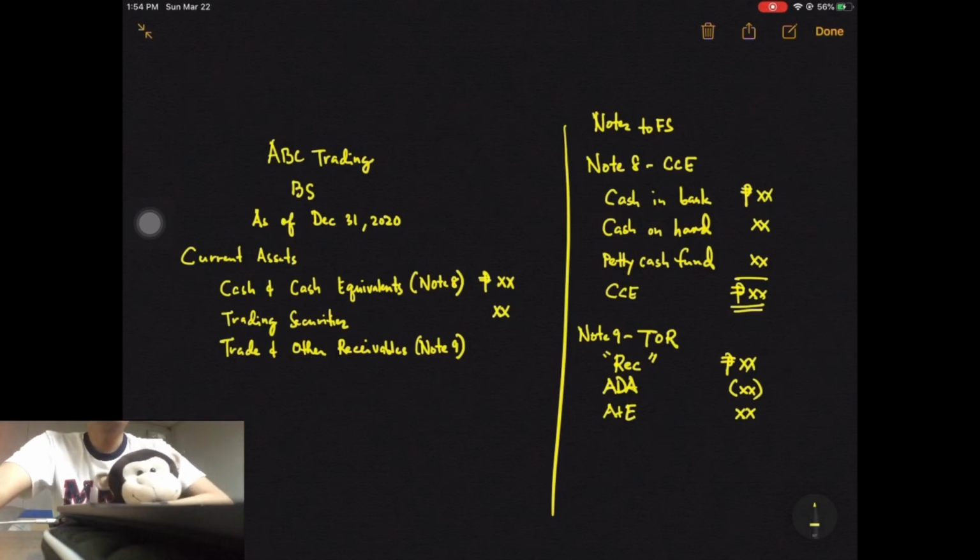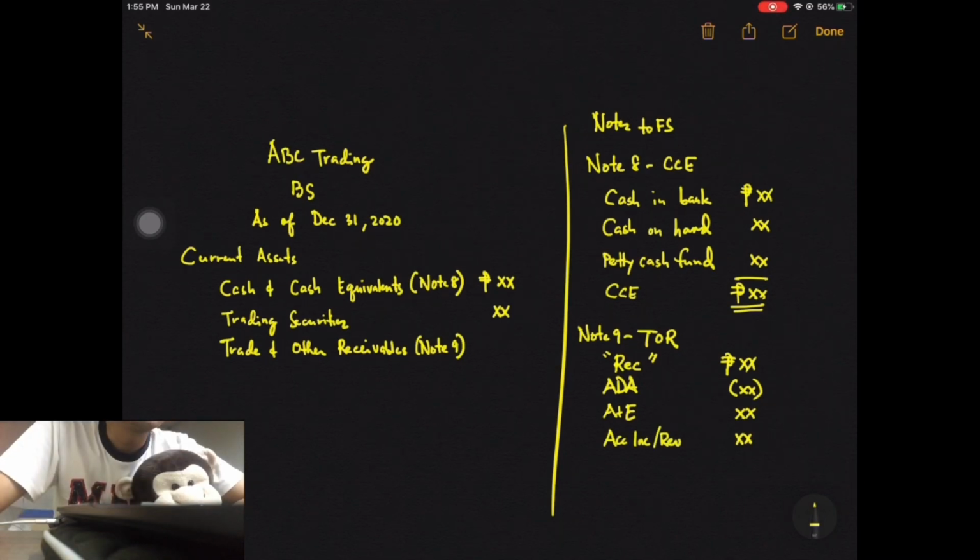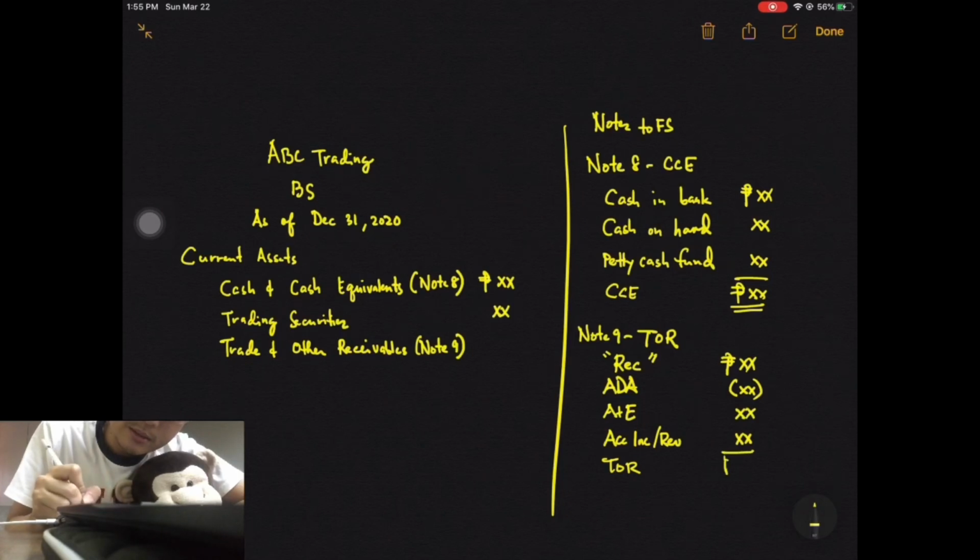And then we can also include accrued income. Another name for this one is accrued revenue. Accrued income or accrued revenue, this is a current asset recognized for what you earned but was not able to collect. So it's a future collection. So we get the total, trade and other receivables, total, and then that's trade and other receivables.